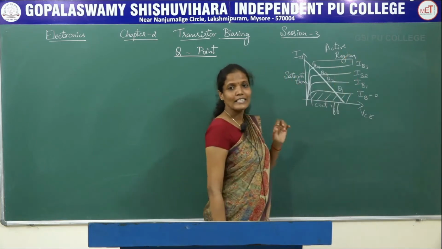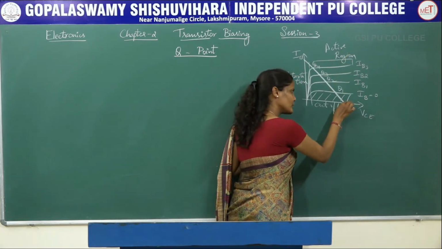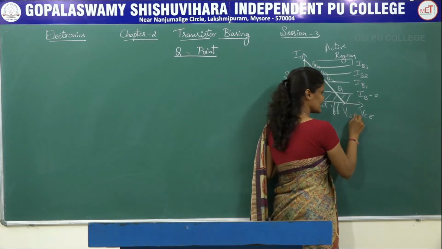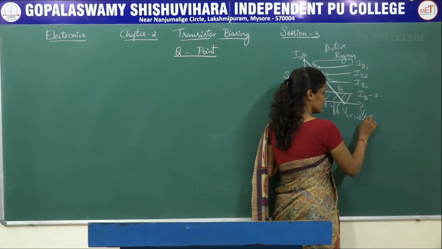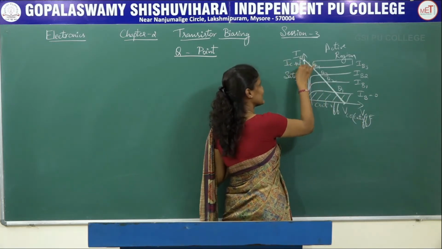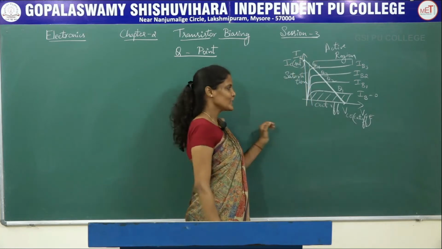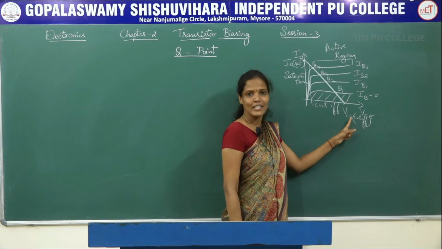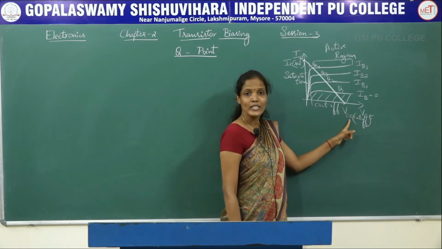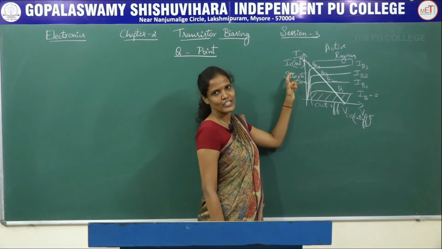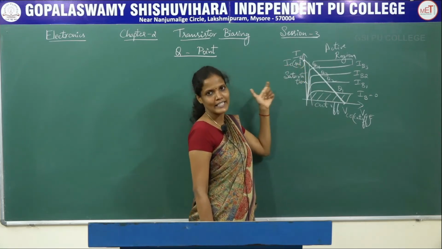In order to draw a DC load line, we want two separate points, and these points will be named VCE cutoff and IC saturation, IC sat in short. So why is it called VCE cutoff? Because that point is lying in the cutoff region. And IC sat, because that is lying in the saturation region, so we are going to name it IC sat.